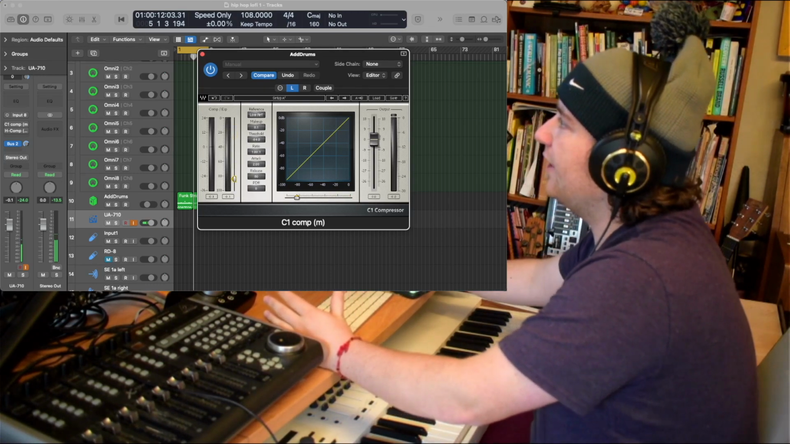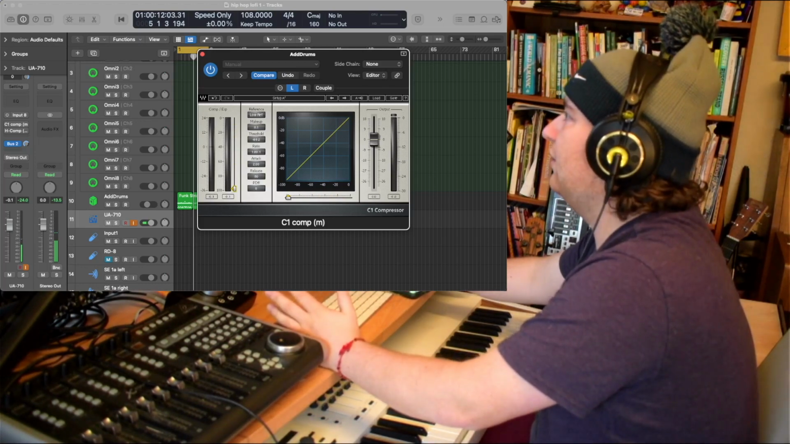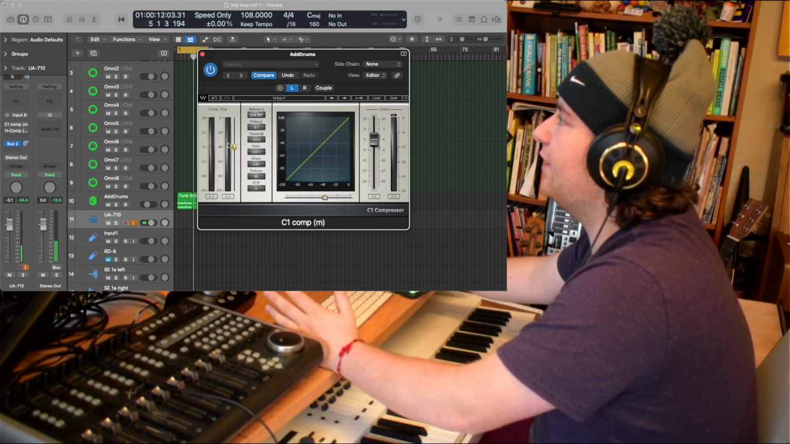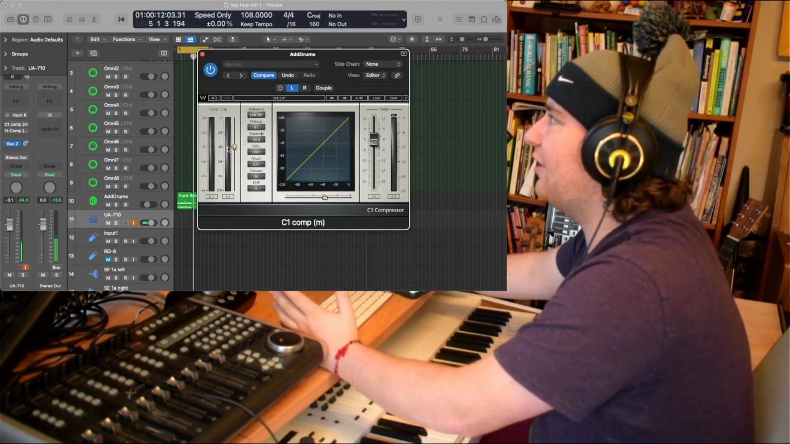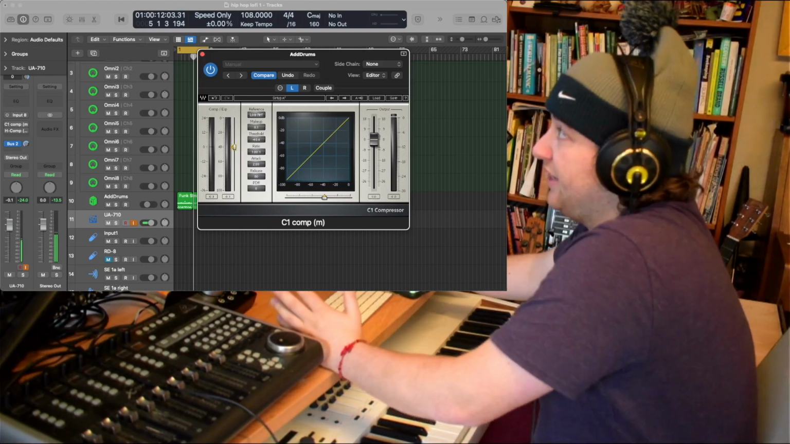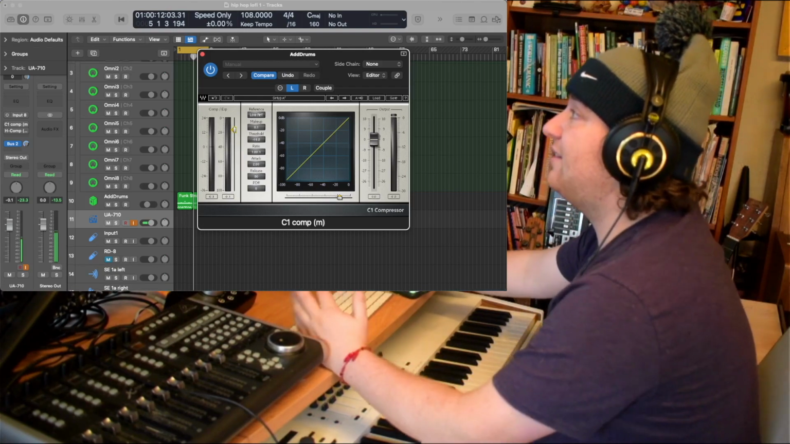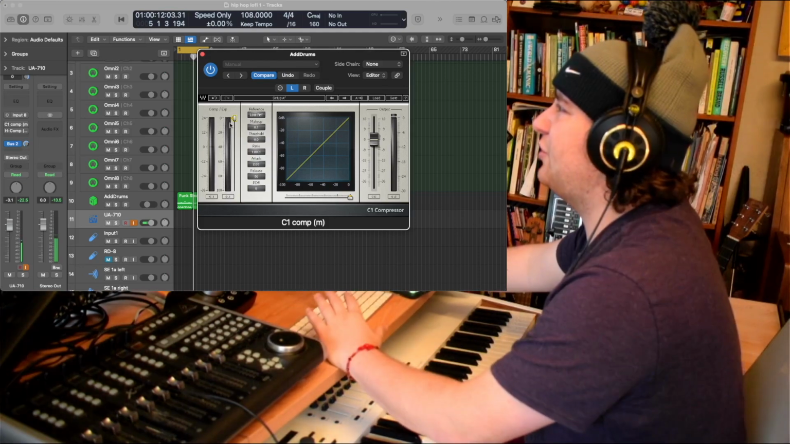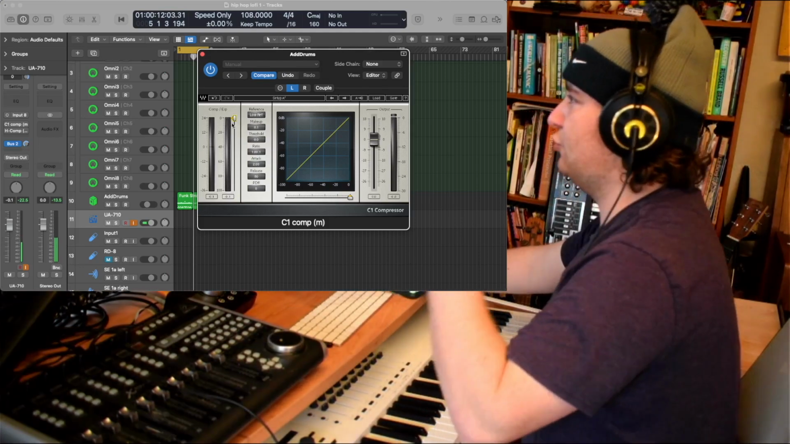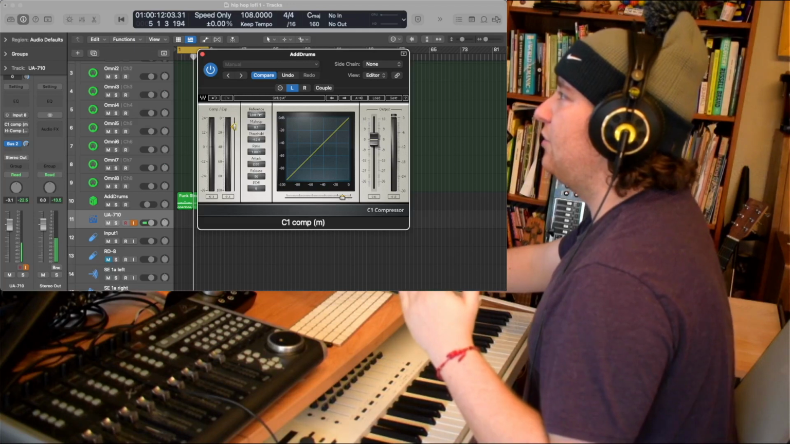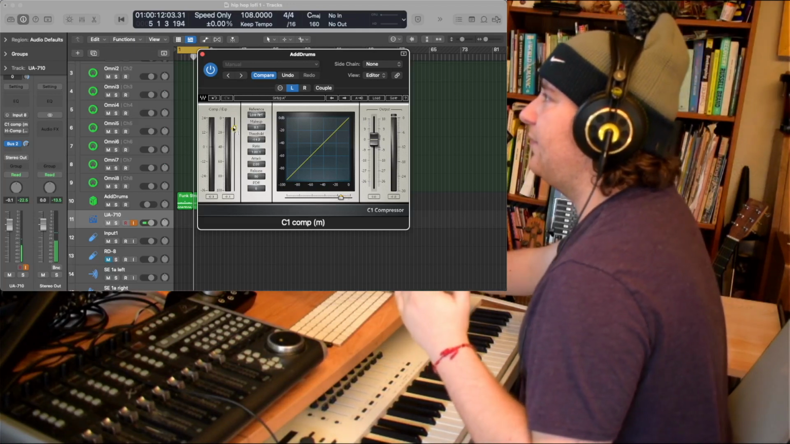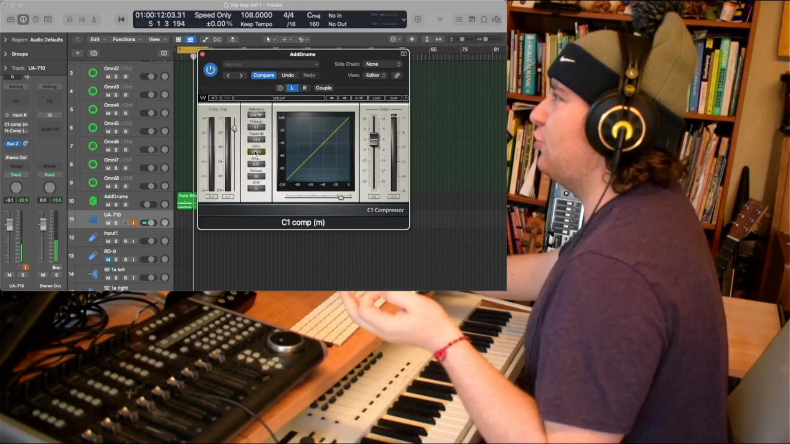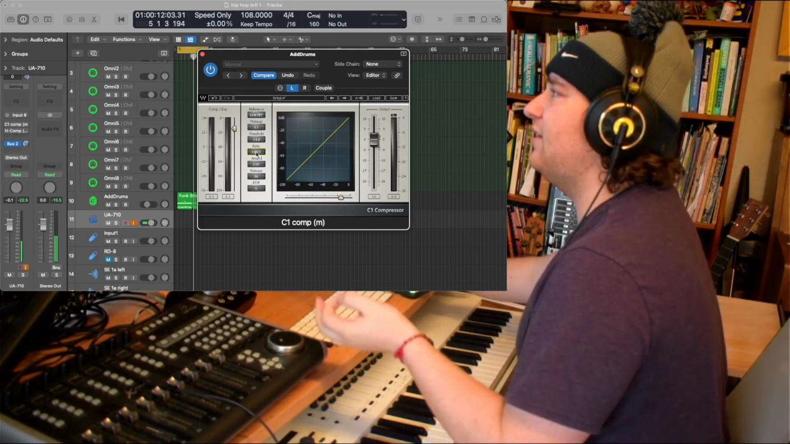So if I have it all the way down here, it's going to compress everything. If I have it at negative 40, it's going to compress everything that's over negative 40. Now, if all your drum hits are automatically over negative 40, then it's affecting everything. So that's the basic concept of the threshold. It's telling the compressor at what volume to start compressing.